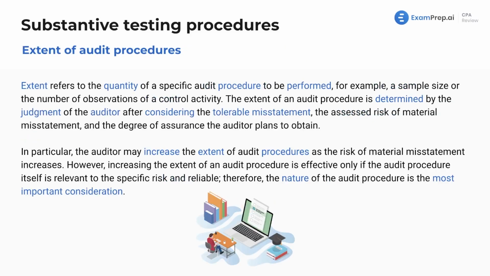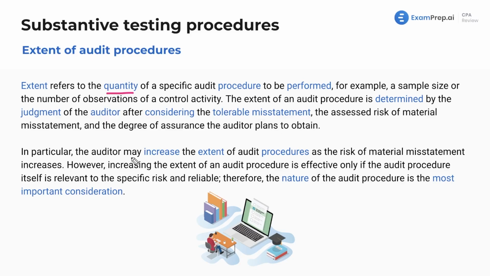Let's talk about the extent of these audit procedures. The extent refers to the quantity of the specific audit procedures to be performed, for example, a sample size or the number of observations of a control activity. The extent of an audit procedure is determined by the judgment of the auditor after considering the tolerable misstatement, the assessed risk of material misstatement, and the degree of assurance the auditor plans to obtain.